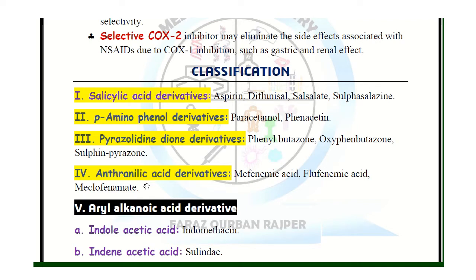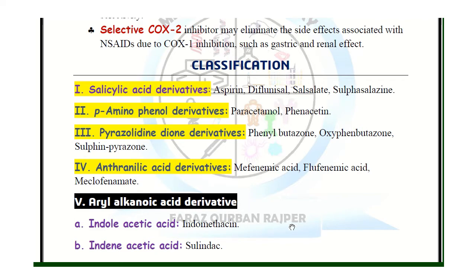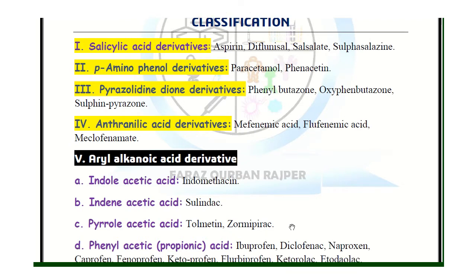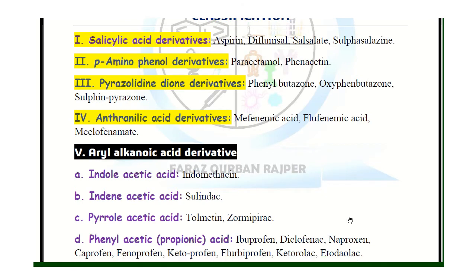The other class is the anthranilic acid derivatives. They contain the anthranilic acid ring nucleus. Examples of drugs are mefenamic acid, flufenamic acid, and meclofenamate. There is another important class of NSAIDs that contain the aryl alkanoic acid derivatives. They differ from one another on the basis of their side chain. Some have indole acetic acid, the example being indomethacin, and another acetic acid, sulindac, pyrrole acetic acid, tolmetin, and the phenyl acetic acid and propionic acid derivatives.